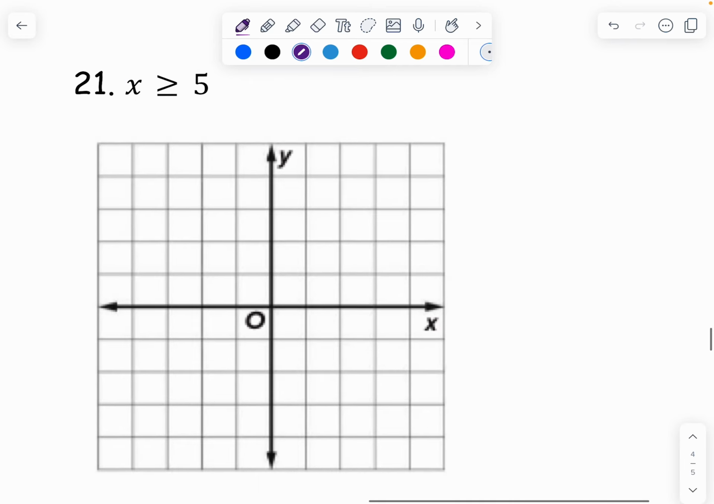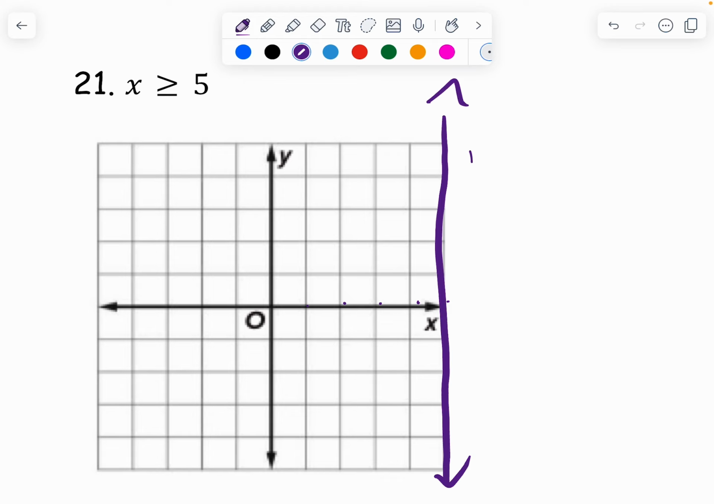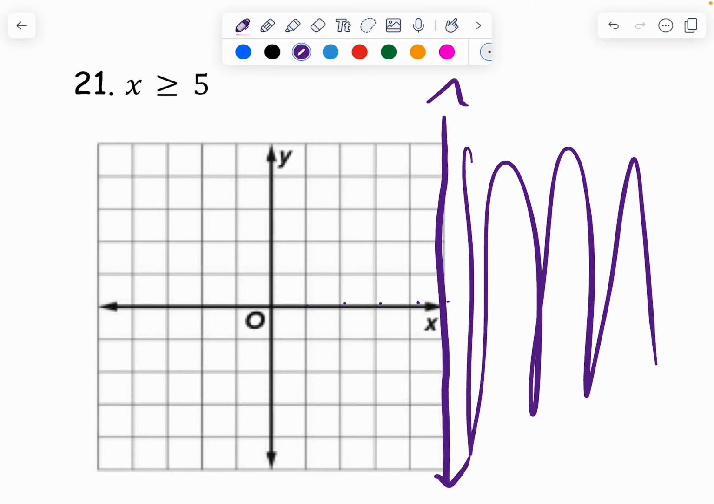Here, x is equal to something, so that means it's a vertical line. 1, 2, 3, 4, 5. It's this line right here. And it says greater than, so it would be everything over here.